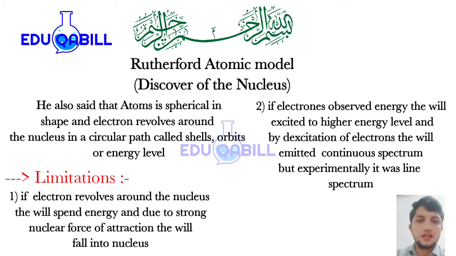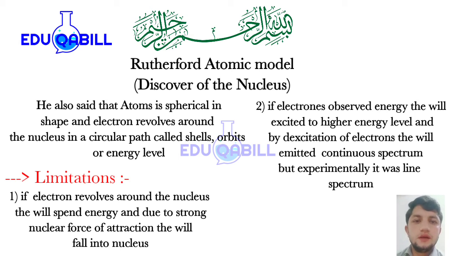The first limitation is that if the electrons revolve around the nucleus in a circular path, they will lose energy, and due to the strong nuclear force of attraction, they will be pulled down into the nucleus. So this model fails because it does not explain the stability of the atom.